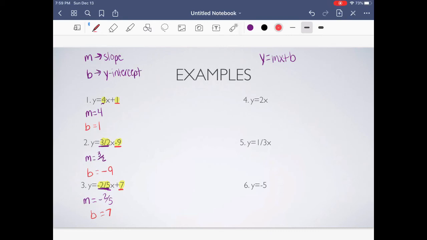So our examples on the right-hand side here are ones that are kind of special cases. This first one is y equals 2x. So 2x, the number 2, is next to our x, so that has to be our m. M equals 2. However, there's nothing that's a number alone. So what that means is our b equals 0 because we have no b. On the next one, we have y equals 1/3 x. 1/3 is next to our x. That means that 1/3 is our m. And once again, since we don't have a constant or a number alone over there, that means our b equals 0.